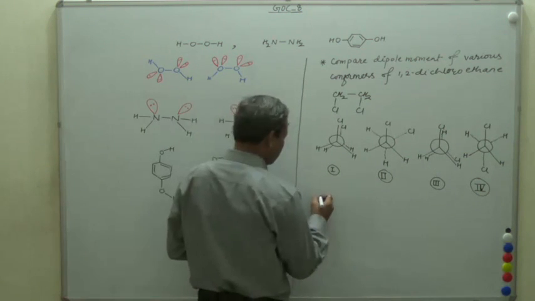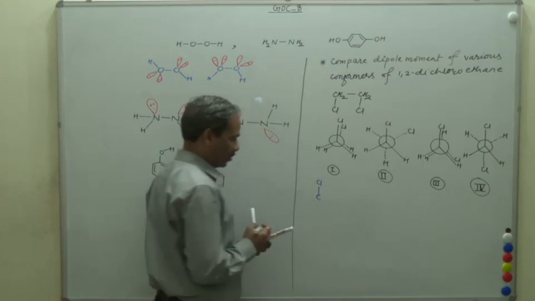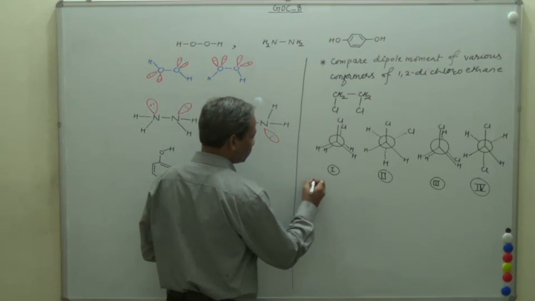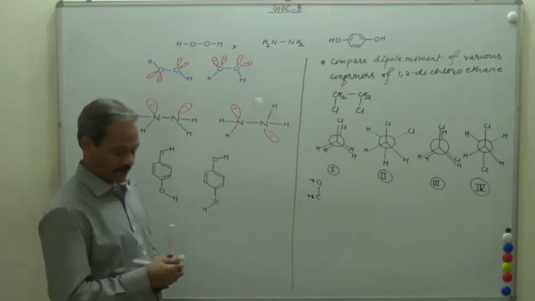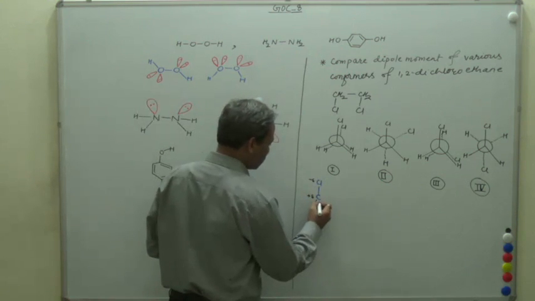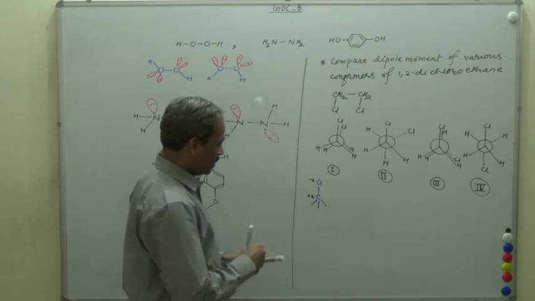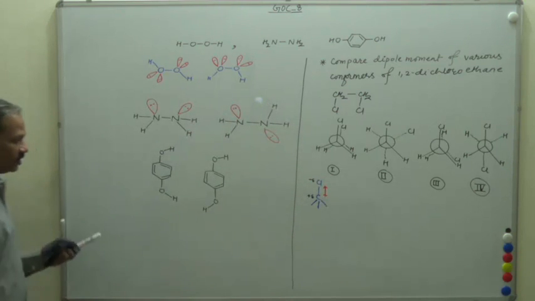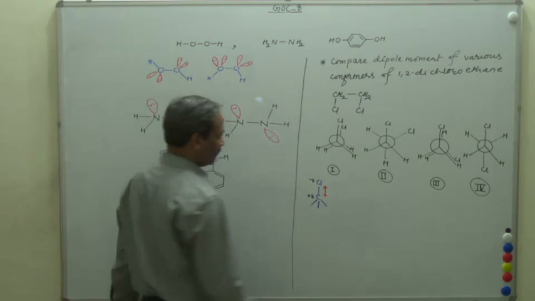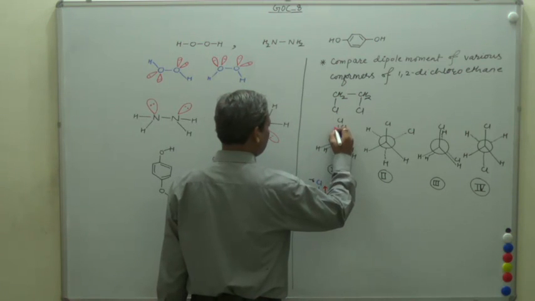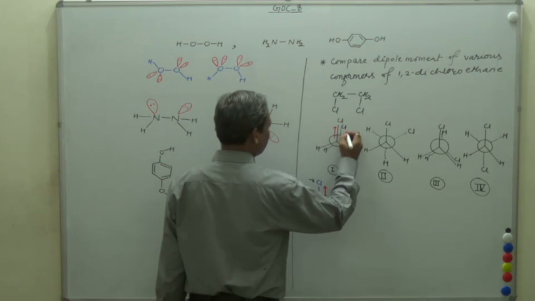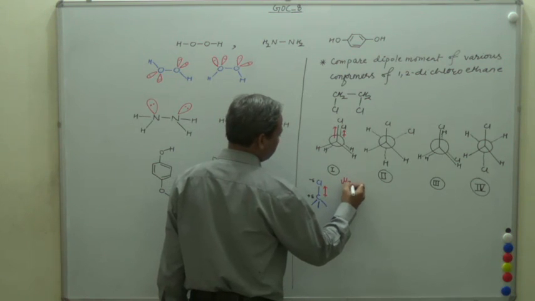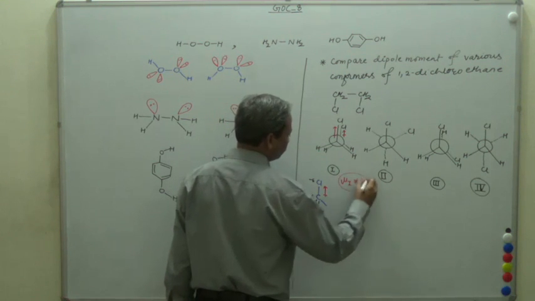So the dipole moment in this compound is mainly due to the carbon-chlorine bond. In the carbon-chlorine bond, carbon is partially positively charged and chlorine is partially negatively charged. Because of this, the dipole moment is directed towards the chlorine atom. So in the first compound, the dipole moment of this carbon-chlorine bond is towards chlorine and this is also towards chlorine. So its dipole moment is not equal to 0.